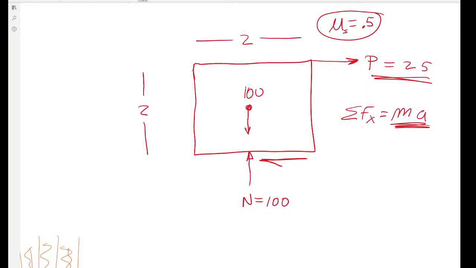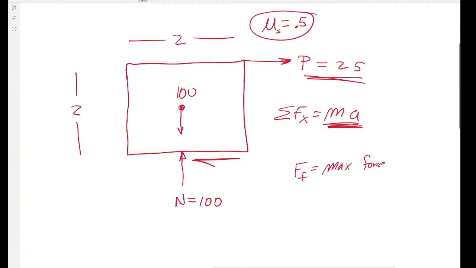Okay, so friction force is equal to the maximum force the ground can put on the block to resist.